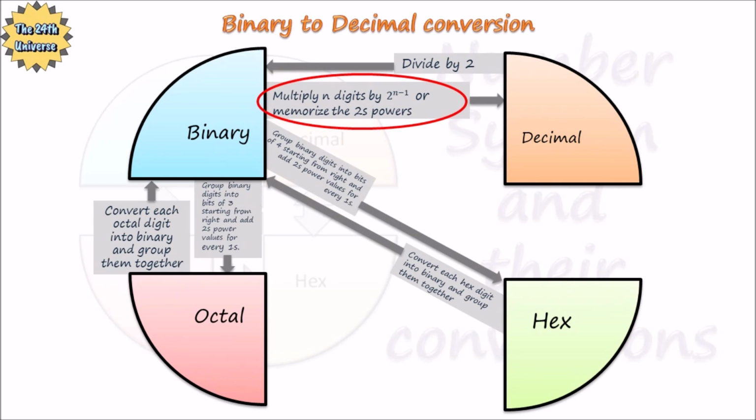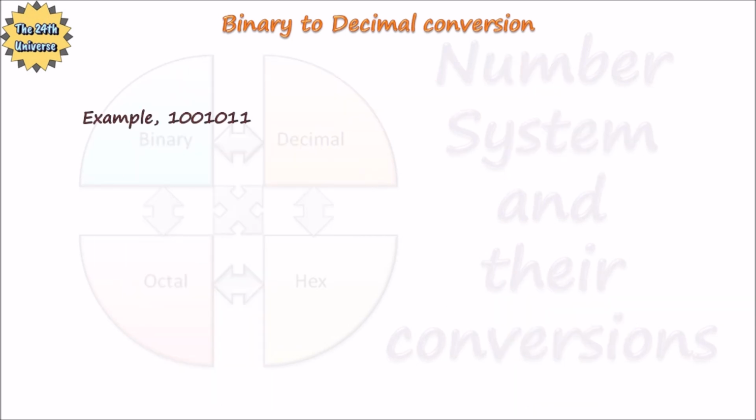Here, we multiply every digit in the binary number with its base raised to the power based on its position. This is done by starting from the rightmost digit and moving on to the left and summing up all the values. Easy trick here is to memorize the 2's powers. As you practice, you will automatically memorize it. Let us understand that with an example.